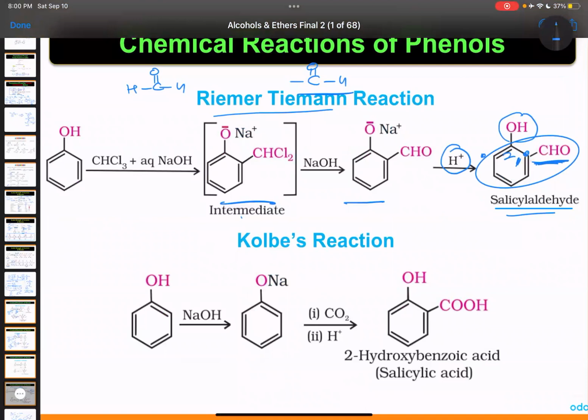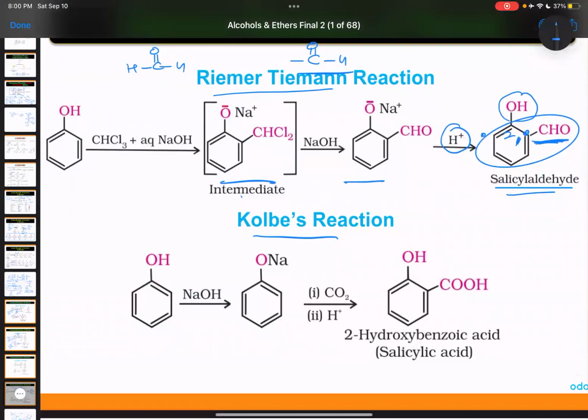There are similar reactions, like the reaction in which you take CO2. Though they are studied together, they are different. Here this is a nucleophilic addition reaction. So this becomes CO minus and H plus is removed. You get salicylic acid, 2-hydroxybenzoic acid. Or you can take NaOH and CCl4.